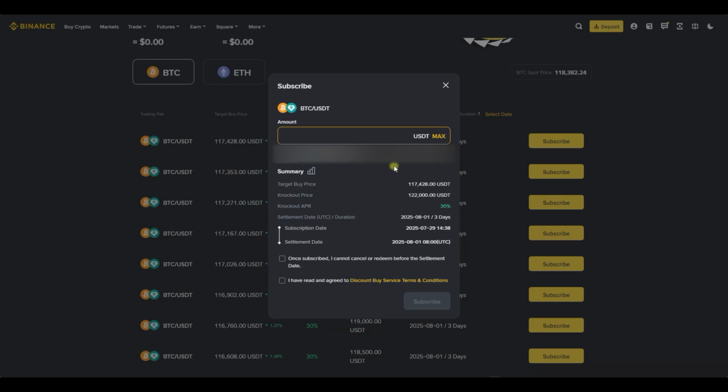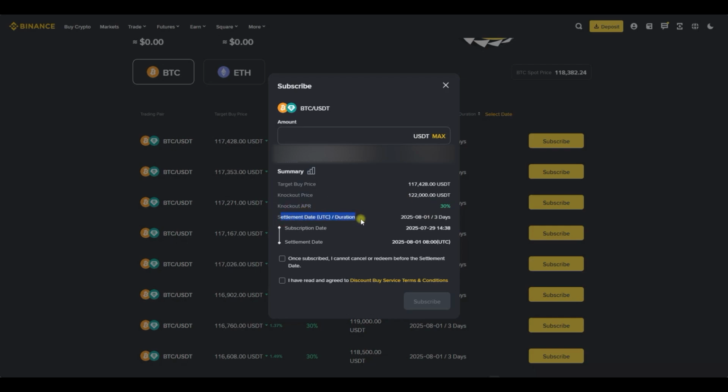Here in the amount field, you just type in the stablecoin amount you want to invest. The system then summarizes the subscription. My target buy price is to buy Bitcoin at $117,428. Your knockout price level, which represents the upper boundary for this particular deal, is firmly set at $122,000. The summary shows that if the purchase doesn't execute successfully for any reason, you will instead be offered an APR of 30%. You can also see the exact expiration date and the settlement time listed.